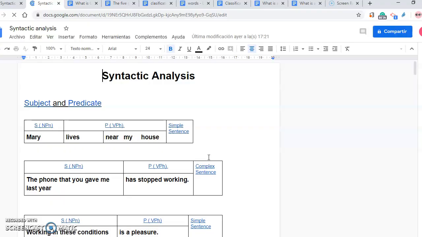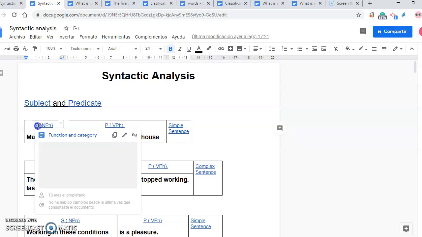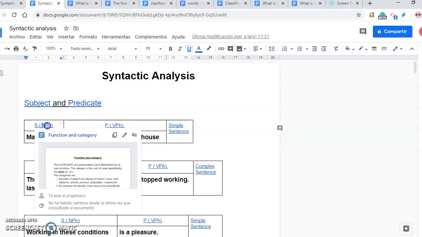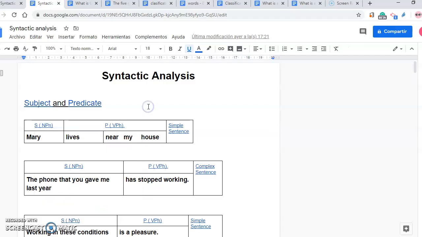So when we are going to analyze sentences, what we are going to show in the sentence analysis is the role that a unit has, that is to say, the function, and the category that the unit has, that is to say, the morphological structure. So we are going to focus on syntax and morphology. So the first thing I want us to see is the classification of sentences.